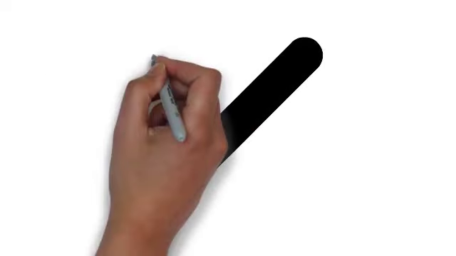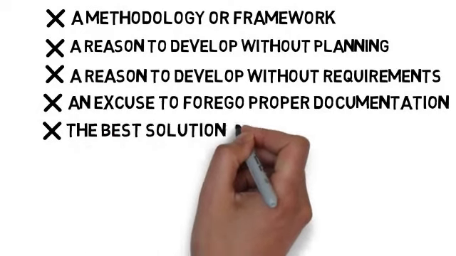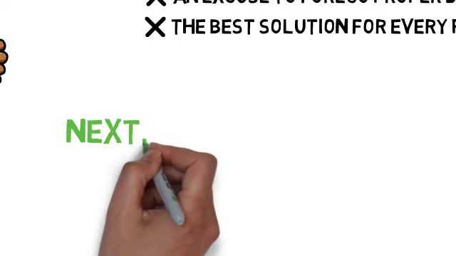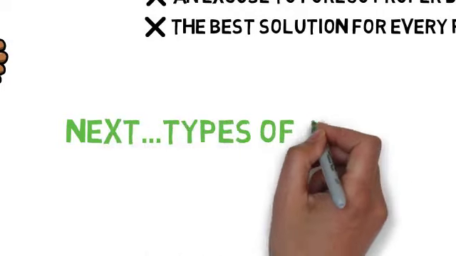Agile is also not the best solution for every project, but variations can be used to make Agile work. We're going to leave it there for now. In the next video, we will talk about the types of Agile that can be used.